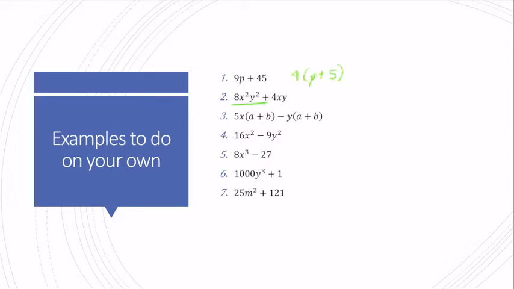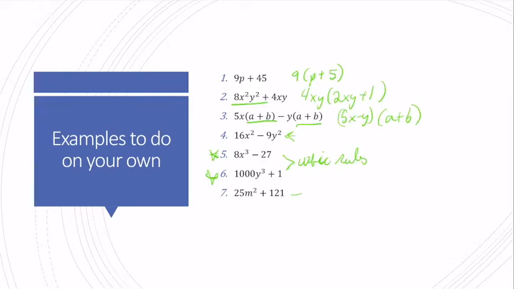These are perfect cubes, so you're going to need to use your cube rules. This is a difference of perfect squares, okay? And here we have a sum of perfect squares. But there's not a rule, right, for the sum of perfect squares. So this is actually prime, and it cannot be factored any further.